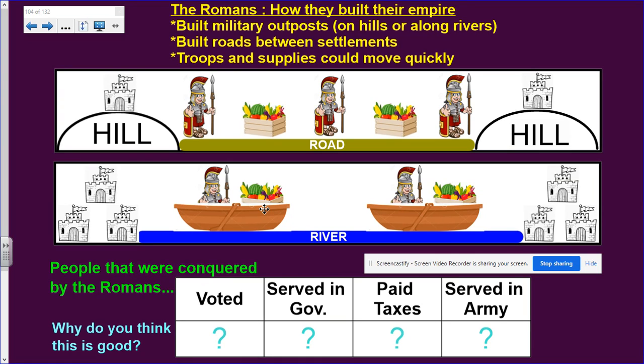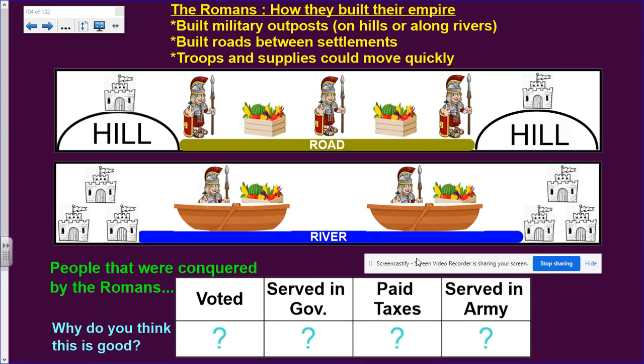Now there's a lot of benefits from that because as you expand your empire, you can add more forts, you can add more outposts, which means you can get supplies and soldiers further and further away from the central point, which was the city of Rome itself. So as they're expanding their empire, they're going to be doing this along the way to kind of hop up and down all around all over the places.